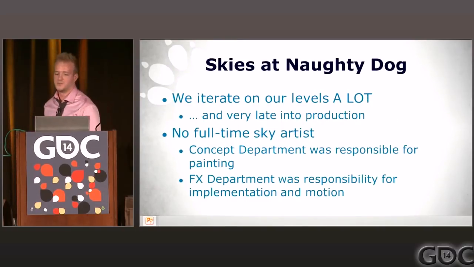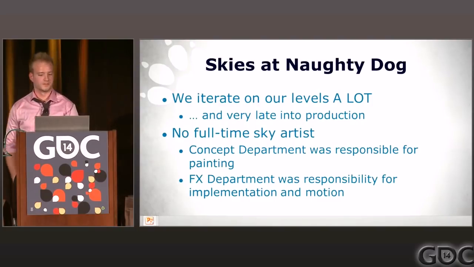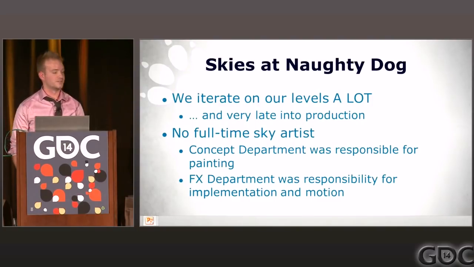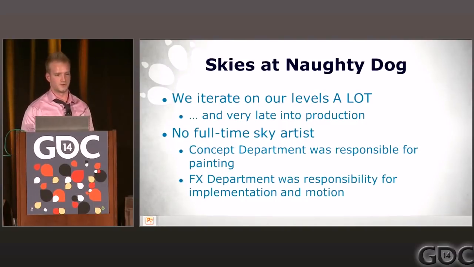The other reason that our skies had to be matte paintings is because we iterate. We iterate over and over and over again. Naughty Dog is quite famous for how close to the line we iterate. Huge lighting changes. Last week before we go GM is no joke. And so obviously the skies need to keep up.